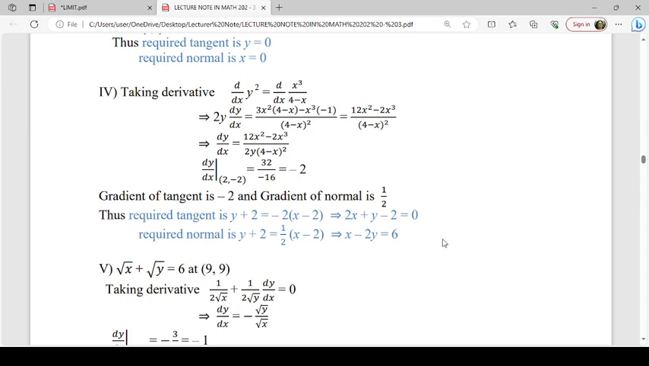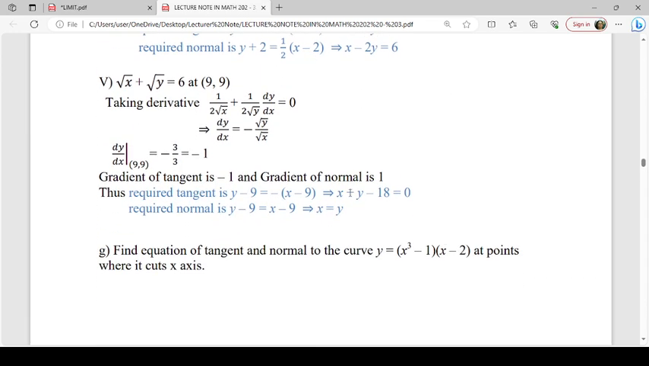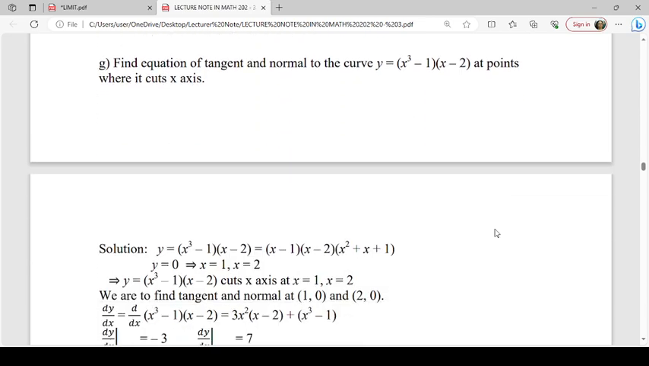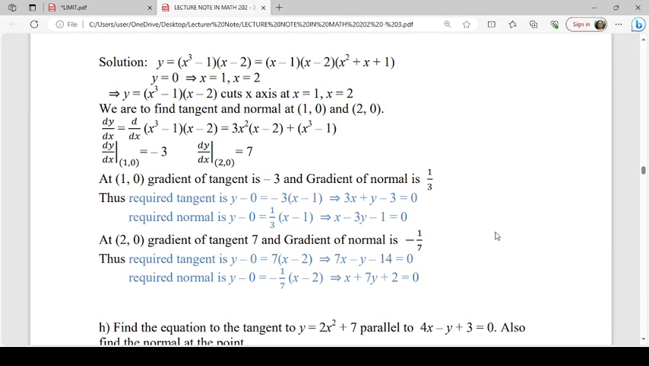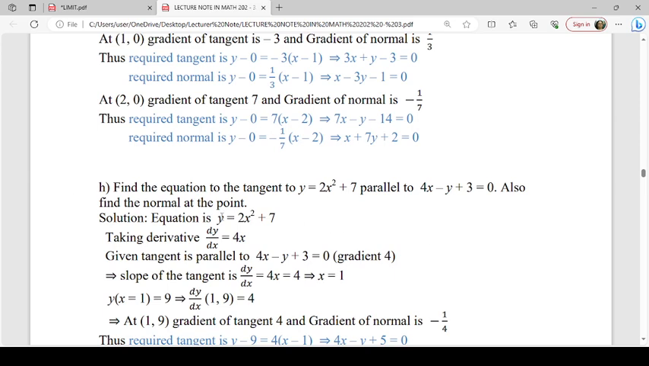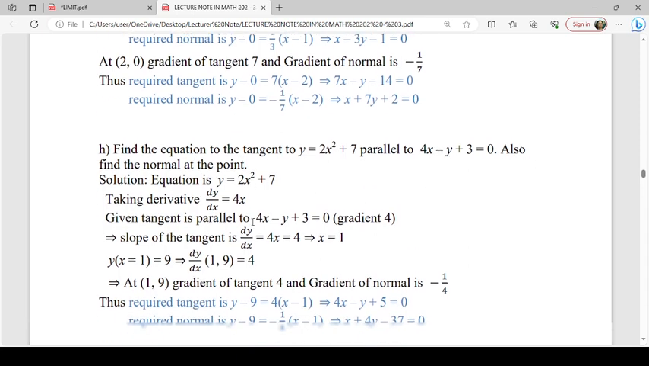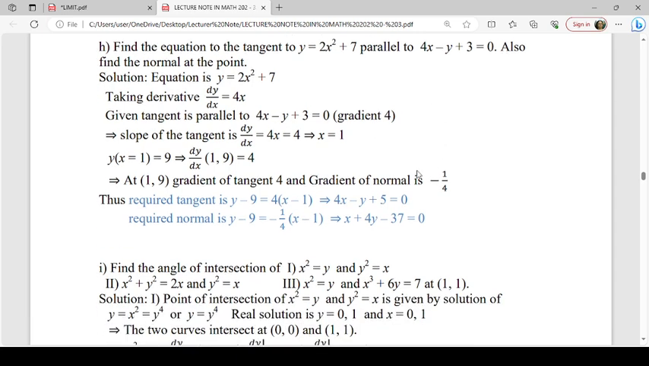This is also a tangent and normal problem. These things I have solved, but sometimes there may be some calculation mistake or copy-paste mistake, so you do it on your own and check it. These are simple things, just simple formulas we are applying here.